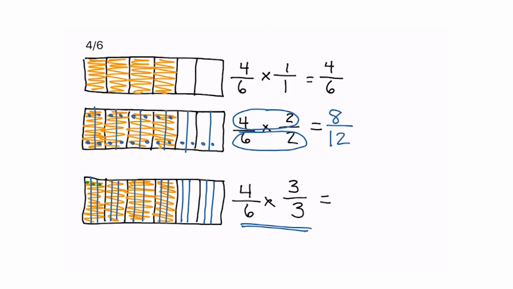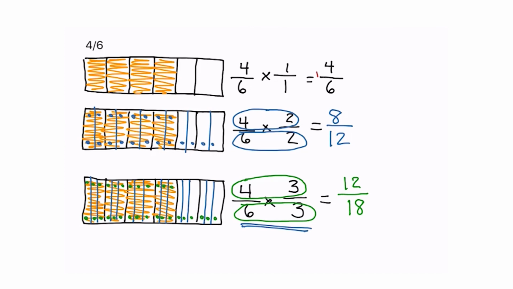1, 2, 3, 4, 5, 6, 7, 8, 9, 10, 11, 12, which should be the same as this, right? 4 times 3 is 12. And then we can count all of these down here. 1, 2, 3, 4, 5, 6, 7, 8, 9, 10, 11, 12, 13, 14, 15, 16, 17, 18. 6 times 3 should be 18.